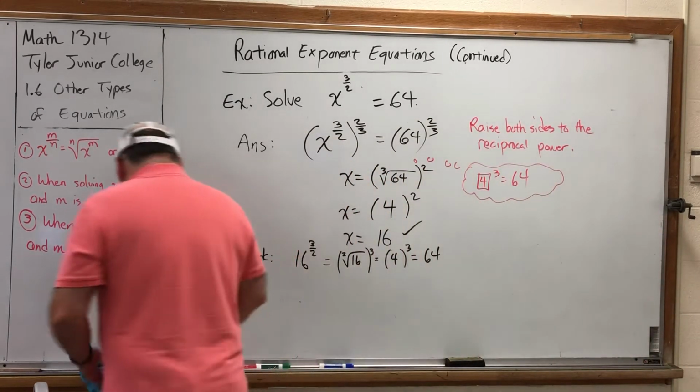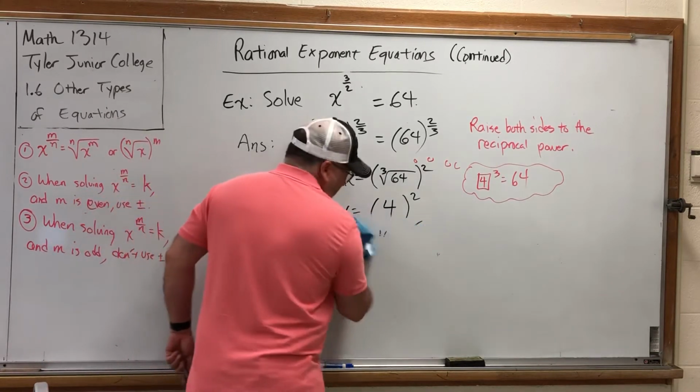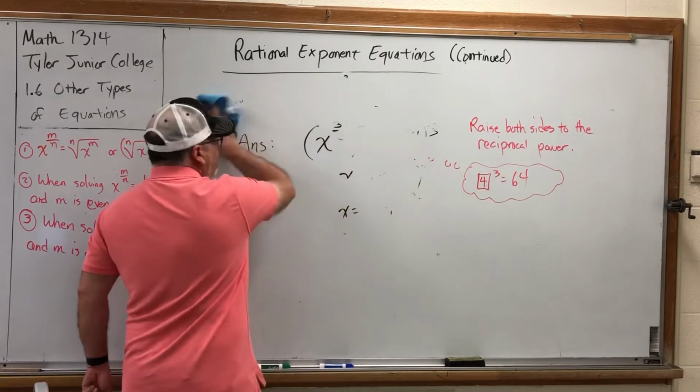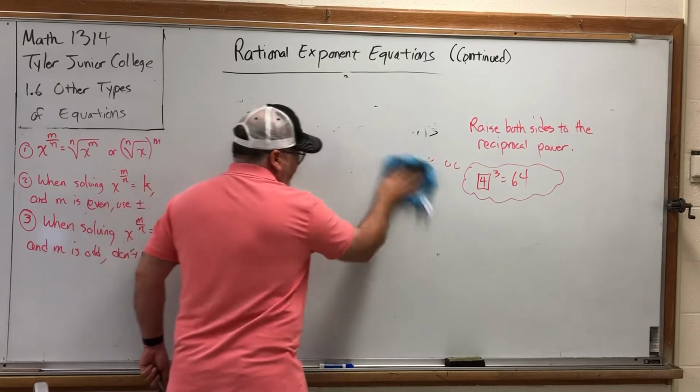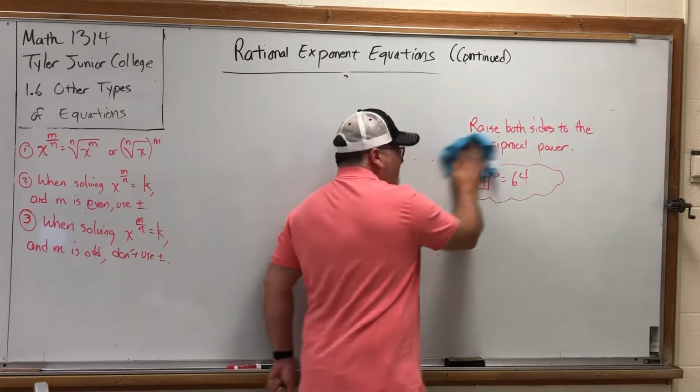Let's take a look at one more. I don't want to mislead you into thinking that all rational exponent equations look like this. They come in quite a few varieties. For example, you might have one where you have to isolate first.